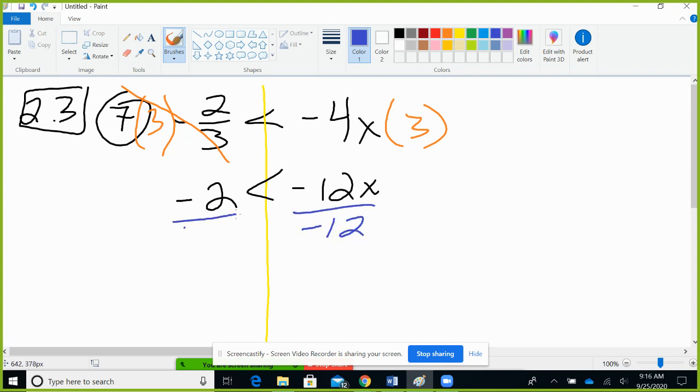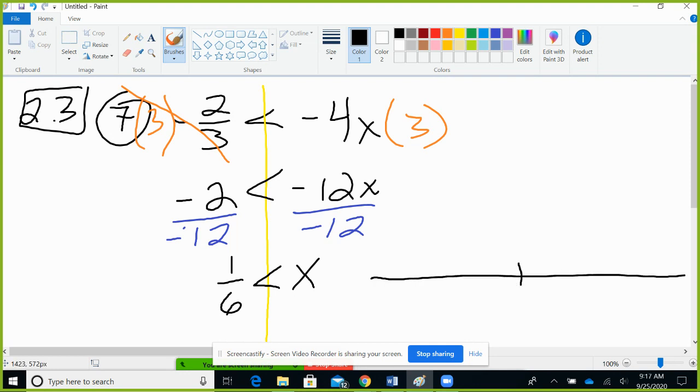Perfect. I like how you came up with that because I would not have done it in that order. Divide both sides by negative 12, and I now have 1/6, right? 2 divided by 12 is 1/6, is less than x. So x is greater than 1/6, and I have to graph that.